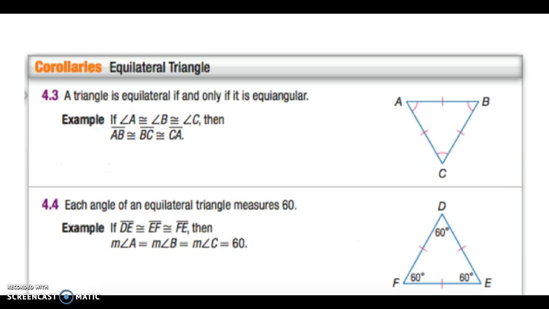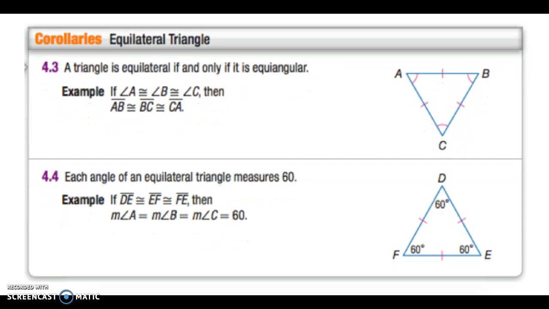There are also theorems associated with equilateral triangles. A triangle is equilateral if and only if it's equiangular. So if all three angles of a triangle are congruent, then it is also equilateral. So if all three angles are congruent, then all three sides must also be congruent. And vice versa. If you're given a triangle where all three sides are congruent, then all three angles must also be congruent. These four theorems we just discussed on isosceles triangles and equilateral triangles will definitely come in handy when we're trying to prove proofs later on.